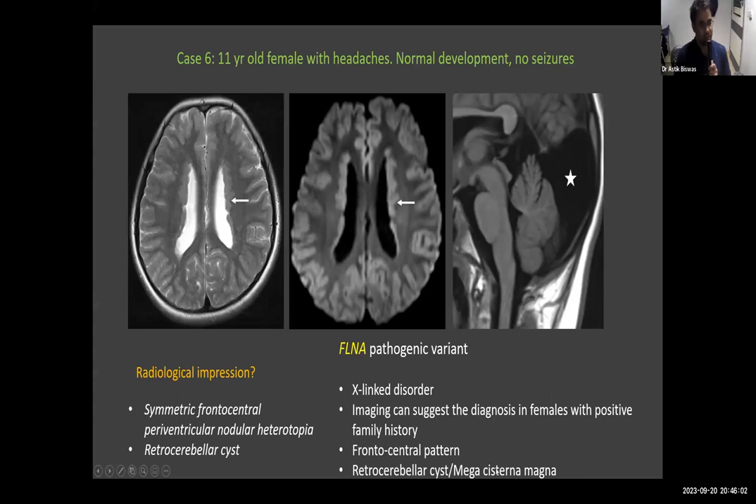So in these cases, targeted gene testing can be done instead of whole genome sequencing. Again, the most common pattern here is the frontocentral pattern, and frequently they have a retrocerebellar cyst or a mega cisterna magna.